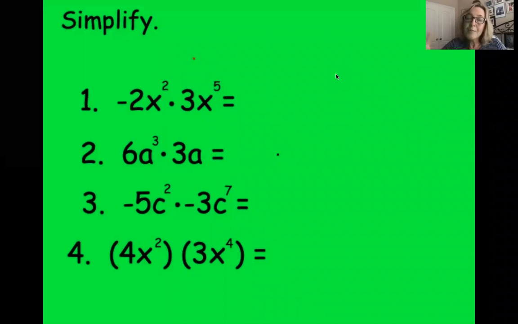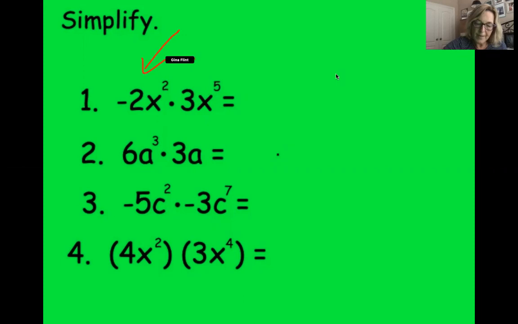Okay, so now these problems are a little bit different in that they have what we call a coefficient. A coefficient is the number in front of the variable. So in this case, -2 is a coefficient. It's -2 times x squared, and 3 is a coefficient, and it's 3 times x to the 5th. So what we're going to do is expand this problem out, and then rearrange it so that we can simplify it.